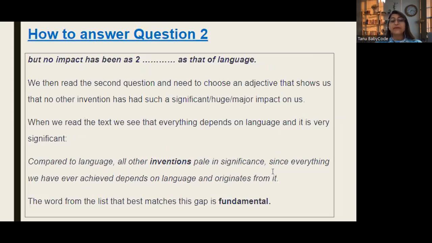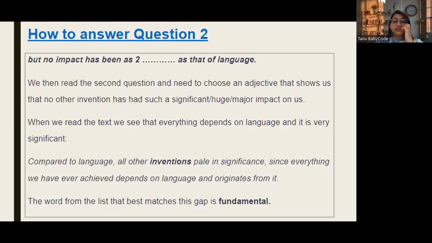The second question says, but no impact has been dash as that of the language. Now, when you read the second question, you need to choose an adjective that shows that no other invention has had such a significant, huge, or major impact on us. So when we see the text, we see that everything depends on language and it is very significant. Now see the passage here. Compared to language, all other inventions pale in significance, since everything we have ever achieved depends on language and originates from it.